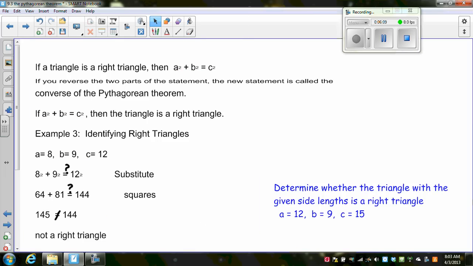I want you to try one on your own. Determine whether the triangle with the given sides is a right triangle or not. If side a is 12, b is 9, and c is 15, is it a right triangle? Give that a try, and that's all for today's lesson.